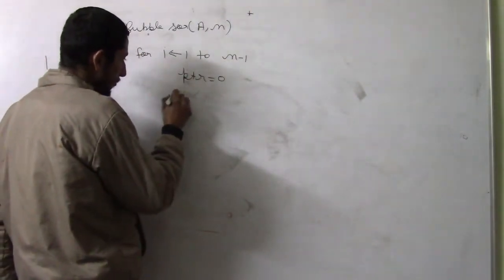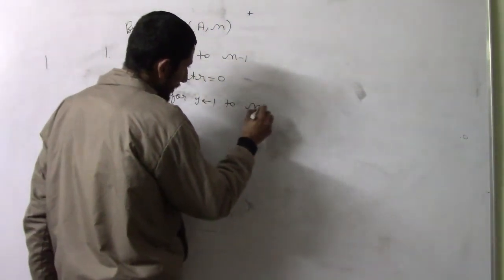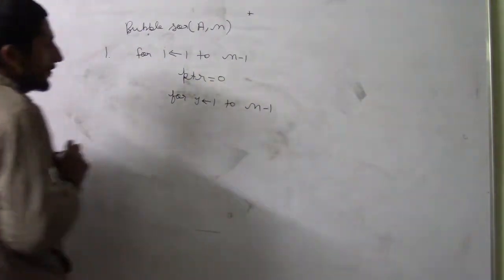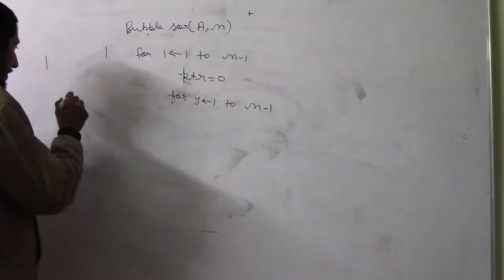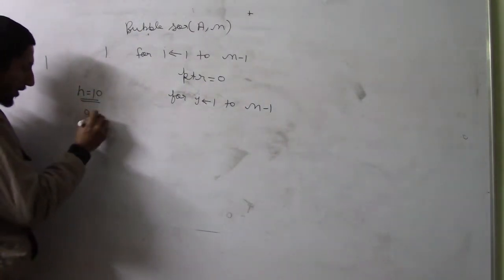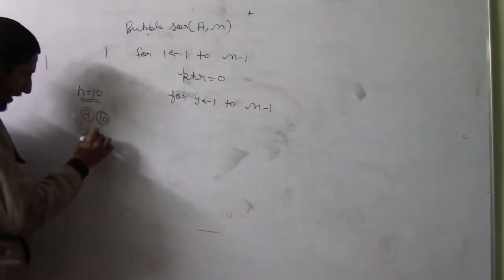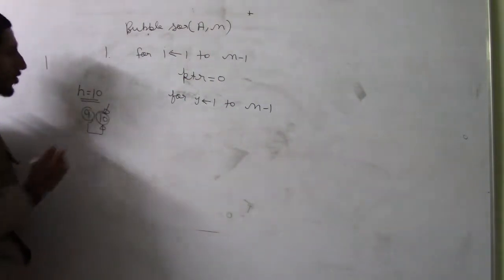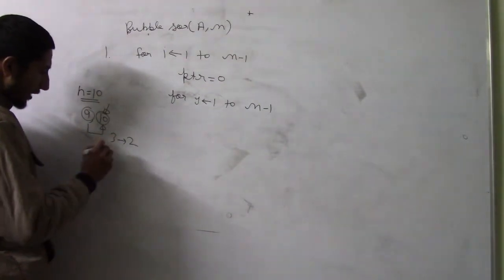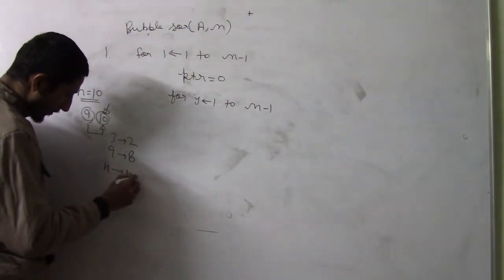And just apply a loop for j starting from 1 to n minus 1. Are you following this one? Why n minus 1? Because let's say the value of n is 10. So in the first pass, the 9th value and 10th value will be compared. The moment you compare the last two values, this one will be automatically sorted. Okay. So if you have 3 elements, 2 comparisons are required. If you have 9 elements, 8 comparisons are required. If you have n elements, n minus 1 comparisons are required.